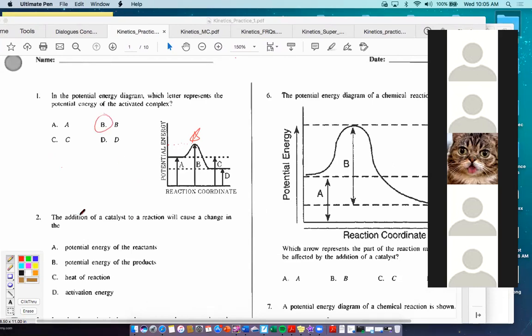So there's that one. Question 2, the addition of a catalyst to a reaction will cause a change in the what? Activation energy, right? That's what catalysts do. They decrease or lower activation energy.